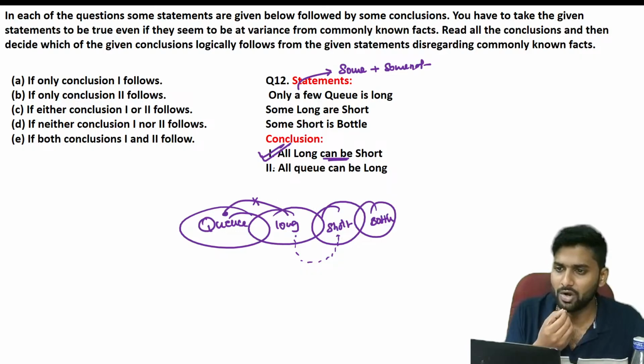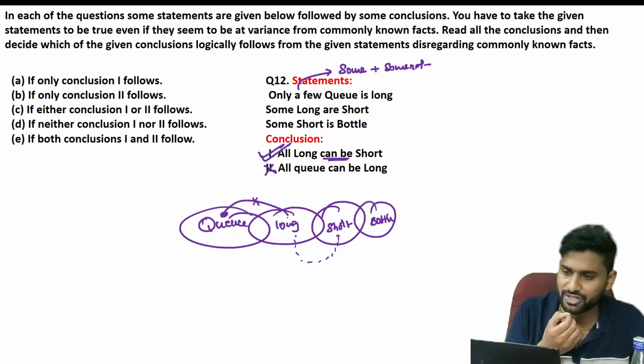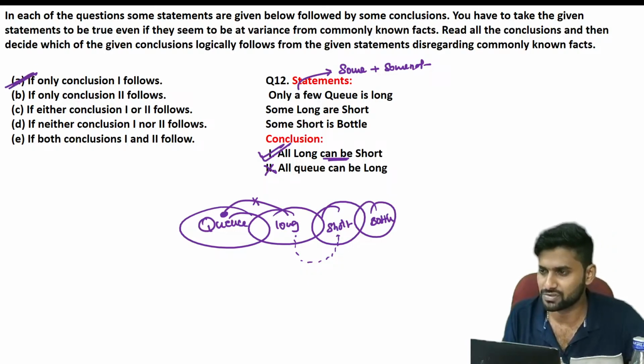Now, all Q can be a long is not at all possible. Why? Because according to the statement, you cannot represent this particular portion into the long. That's why conclusion one follows.